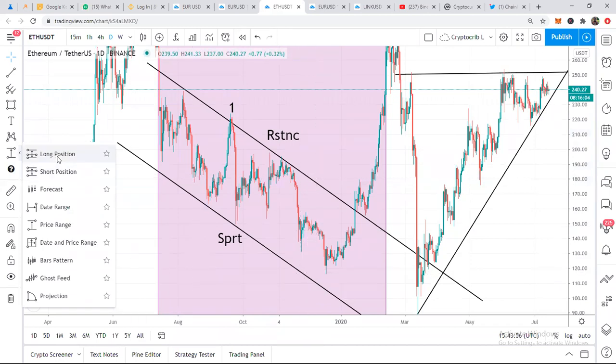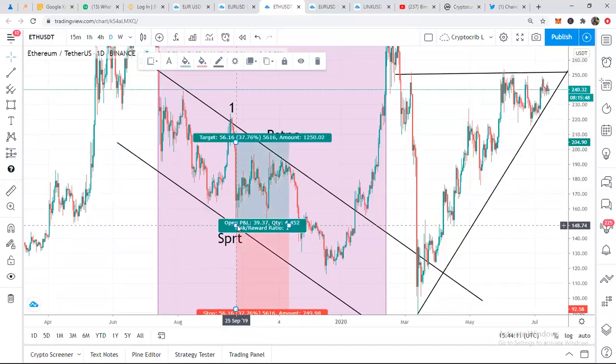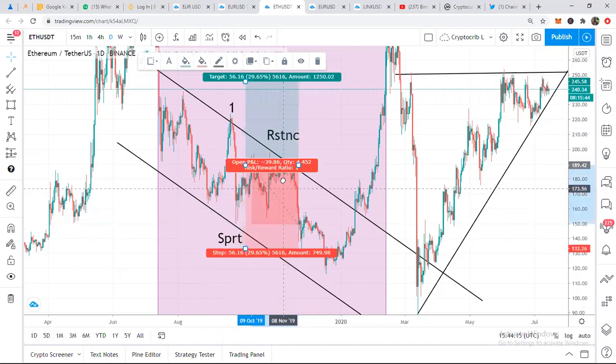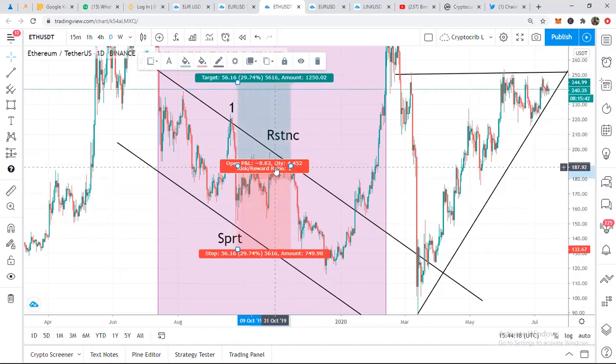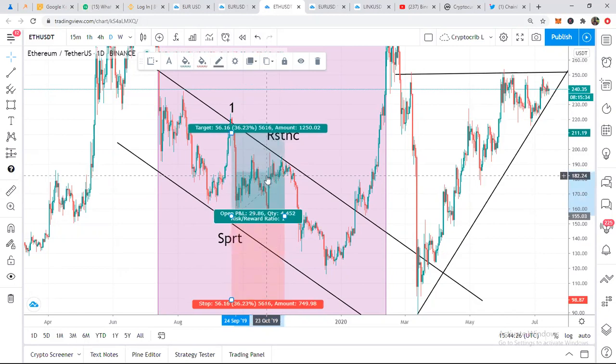All right. So you can draw your long position and short position. This will help you as a guideline. So I can draw my long position from, let me say, from this support. I click on long position, and I draw this way. Okay, from here.